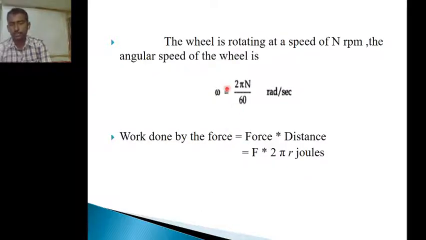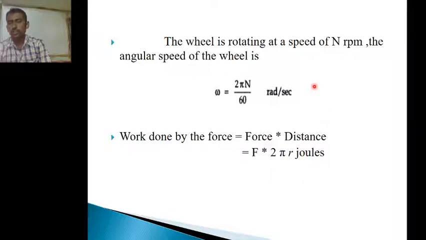Here the speed of the motor will be N, and since it rotates in a circular manner, we can consider the angular speed of the wheel. That angular speed can be given as omega is equal to 2 pi N by 60. The work done by the force can be given as force into displacement. This is the normal physics formula. Here force is F and the displacement is throughout the perimeter of the rotor.